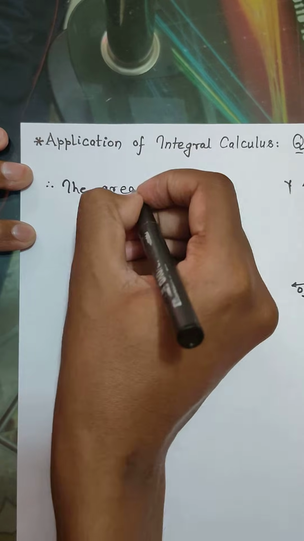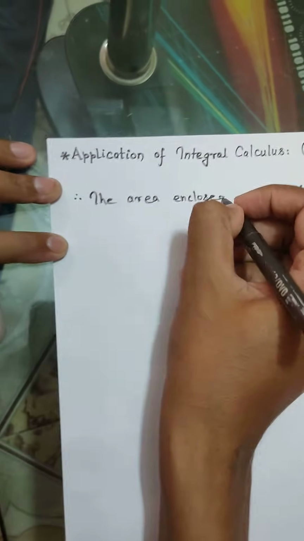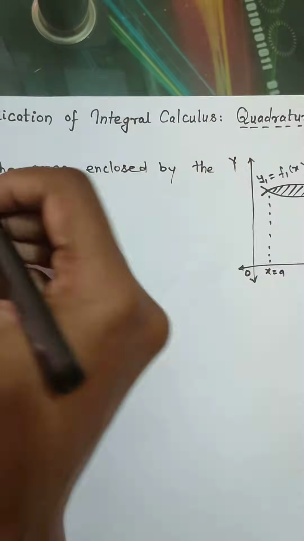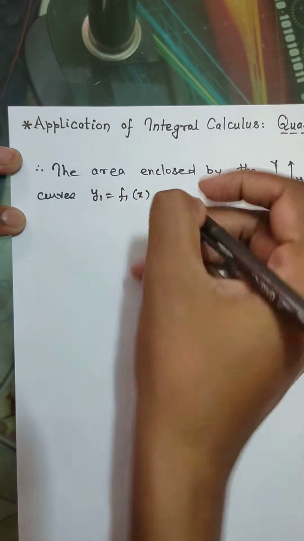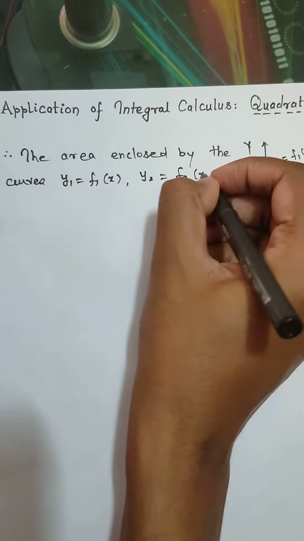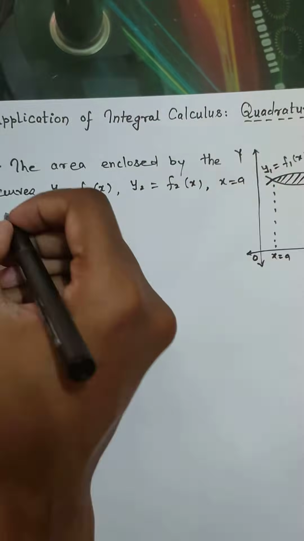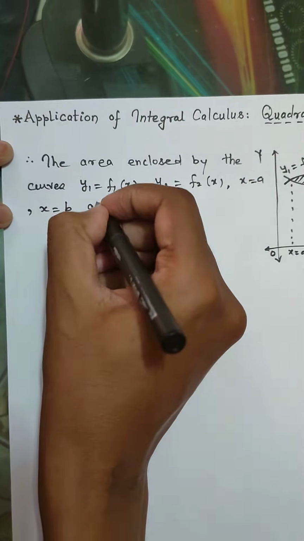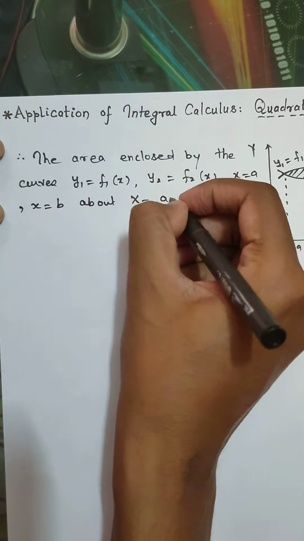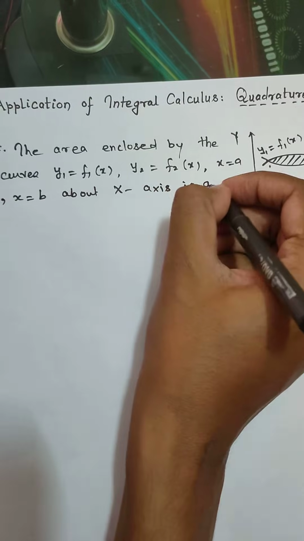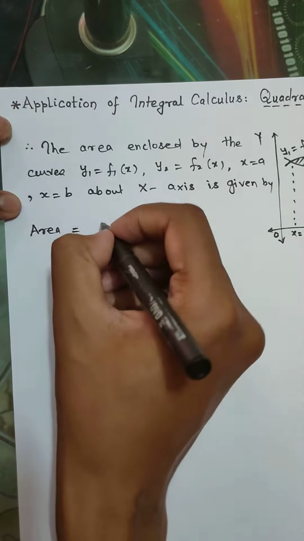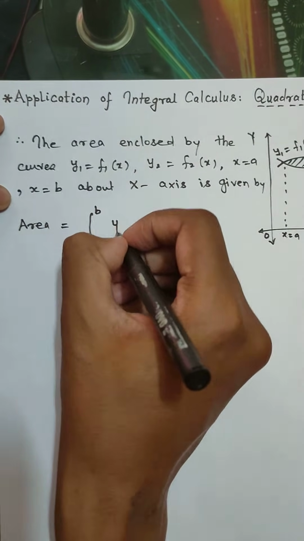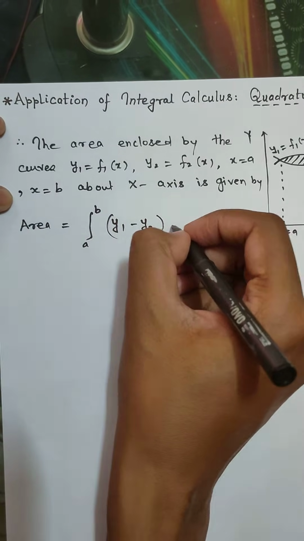Okay, therefore the area enclosed by the curves. So what are these curves? The curves y1 is equal to f1(x), y2 is equal to f2(x), x is equal to a, x is equal to b about x-axis is given by area is equal to integration a to b (y1 minus y2) dx.